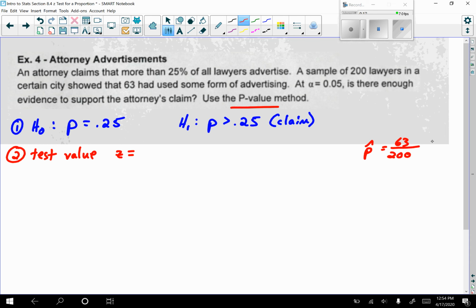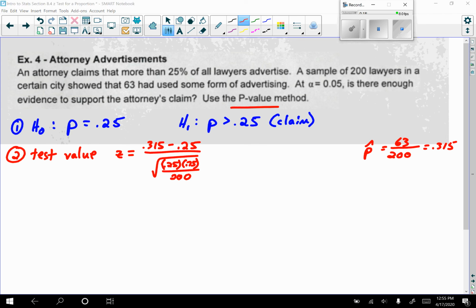And again, depending on how you rounded this, in this case, we could take it to just 0.32, but it turns out to just be a 0.315. So if it does end at the third decimal place, that's still fine too. So in this case, I'm going to put in a 0.315 minus 0.25 divided by the square root of 0.25 times 0.75 over 200.